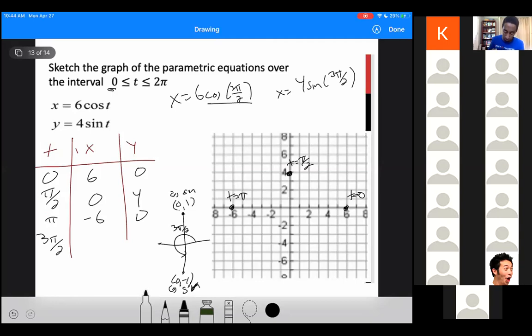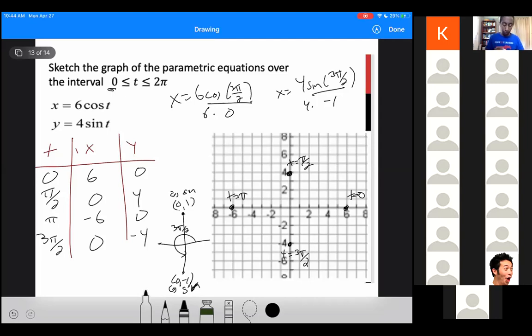So x equals 6 times cosine, which is 0. So 6 times 0 will be 0. Sine is negative 1. 4 times negative 1 will be negative 4. So 0, negative 4 for t equals 3 pi over 2.